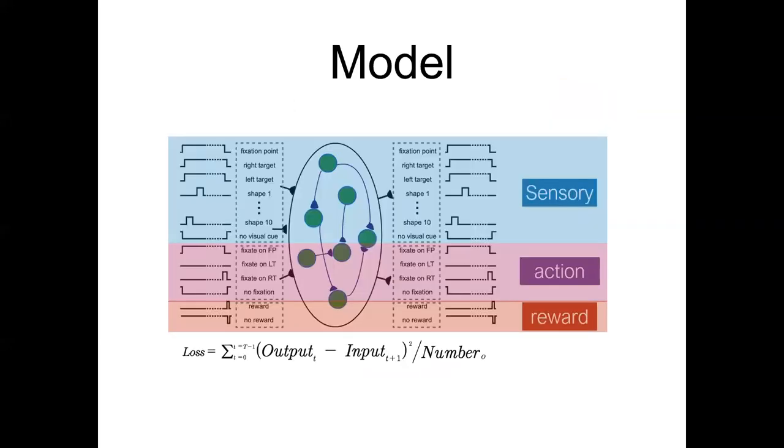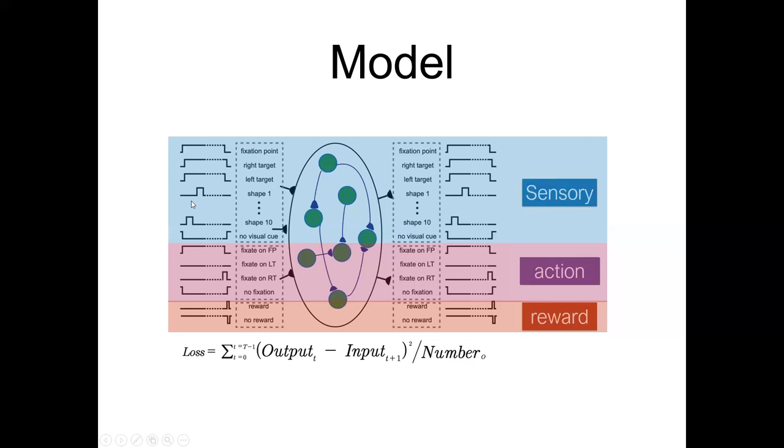Okay, so the model for this experiment is just like this. We have a bunch of inputs, and the inputs can be divided into three categories: the sensory, action, and reward, as I told you before. So here, because of the task, I include all the visual components of the task, including shape 1, shape 2, all the way to shape 10. There are totally 10 possible shapes in this task, and the left target, right target, and the fixation point.